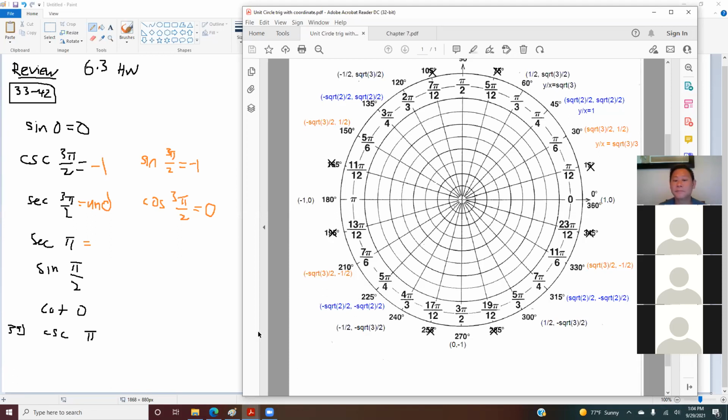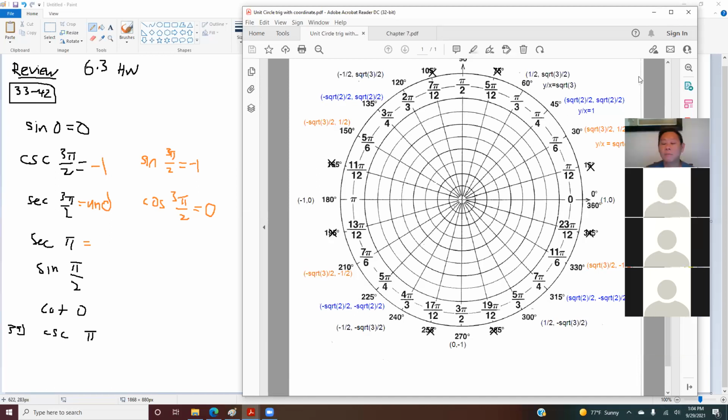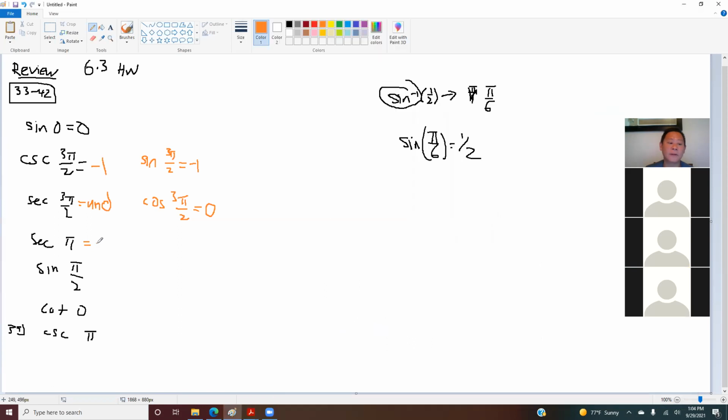Anyone? Adrian, Danny, Cameron? Would it be -1? Yep, because cosine pi is -1. So when you flip it, this is -1. Yep, this is correct.